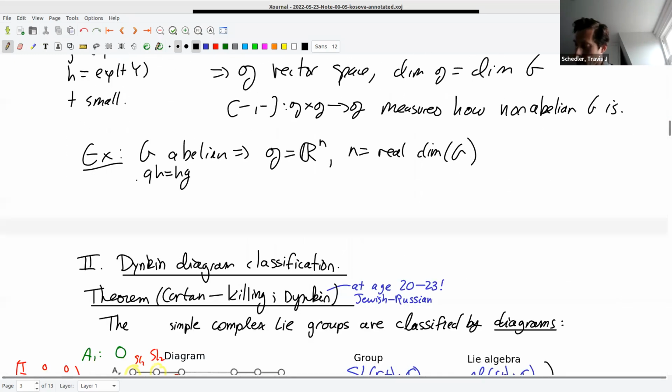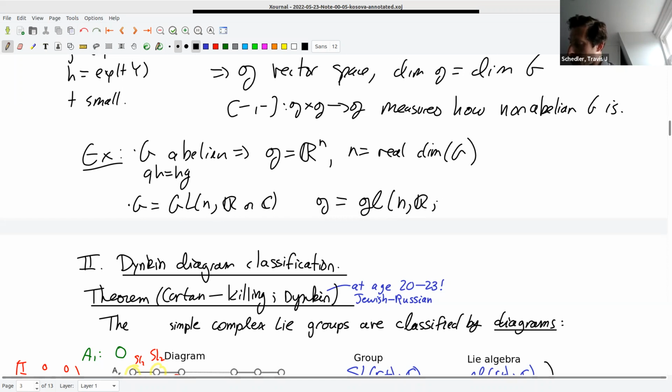And if we take G equal to the general linear group over R or C, then g will be what's called the general linear Lie algebra, but it's just all matrices. These are the invertible matrices, because if you're a group, you have to be invertible n by n matrices, and here we're going to take all n by n matrices.